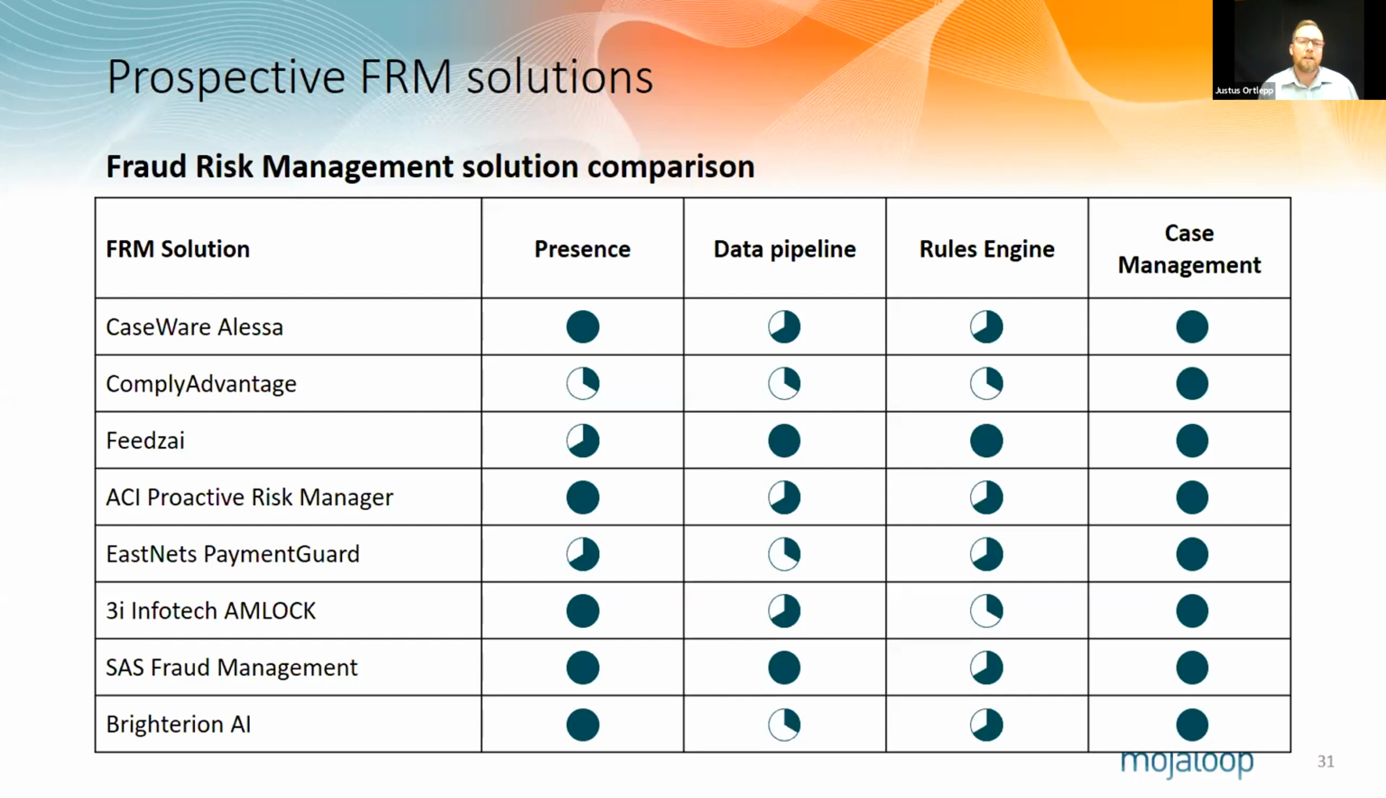EastNet's Payment Card caters for the ISO 20022 standard in the data ingestion, along with ticking all of the other boxes that we had for the data interface. This solution focuses specifically on fraud detection and prediction. They have a separate product that is focused on anti-money laundering. We looked mostly at the payment card product for our purposes here. 3i Infotech's AMLOCK also has great global reach, but focused again more on compliance and AML monitoring, not on the typical fraud that you would want to pick up in the Mojaloop network.